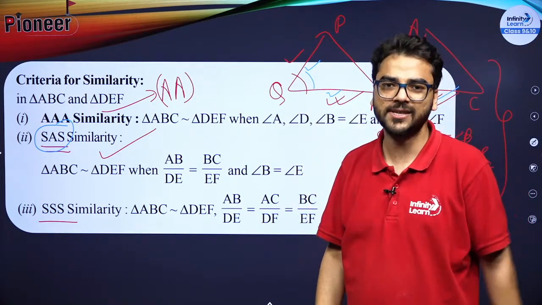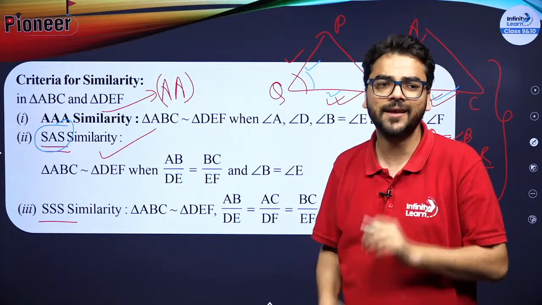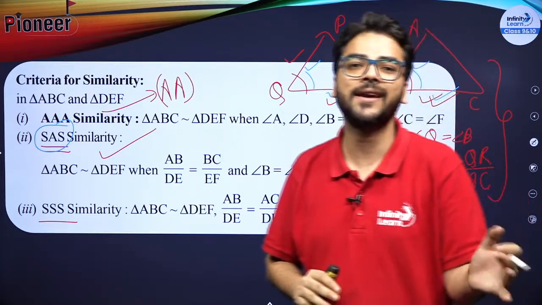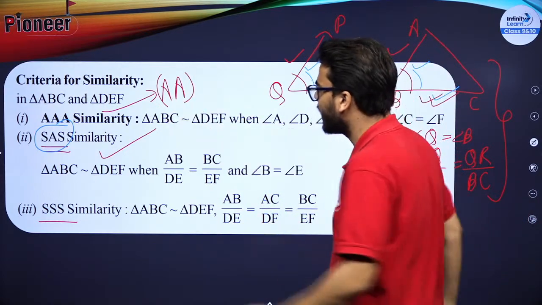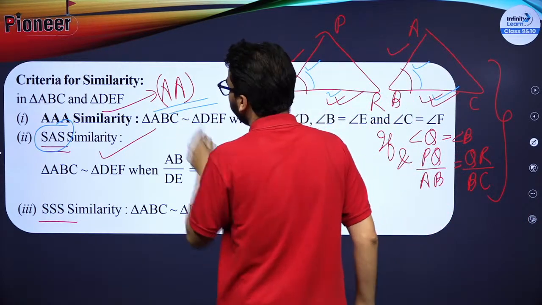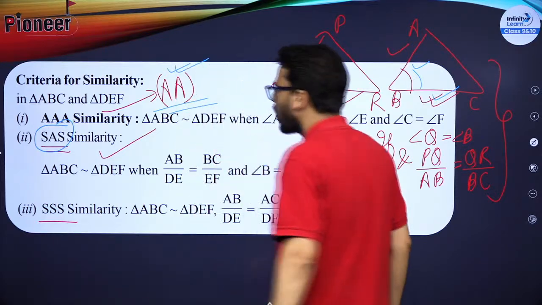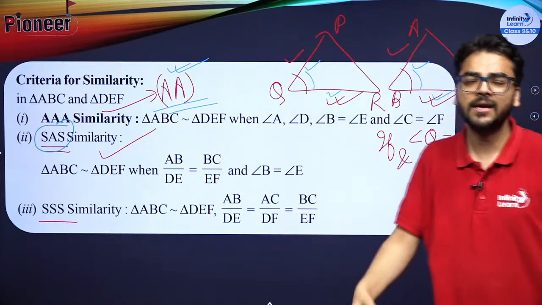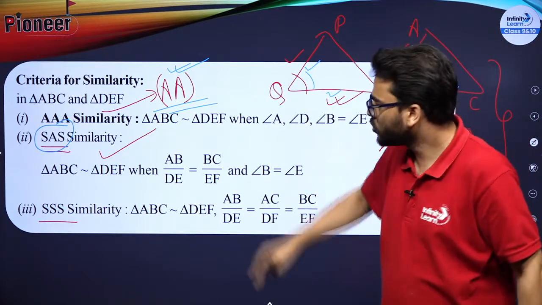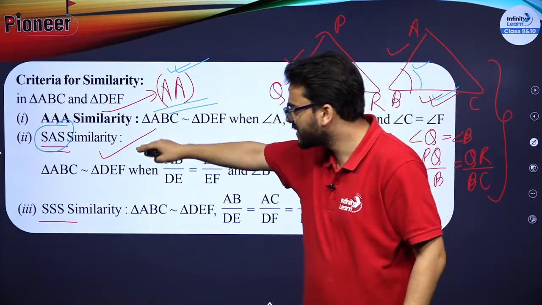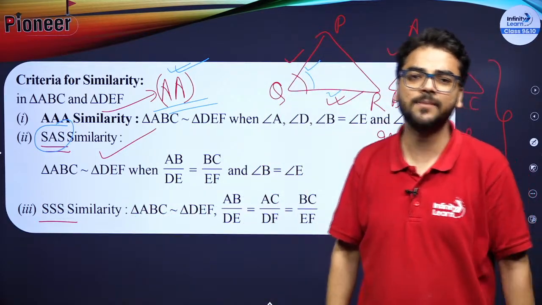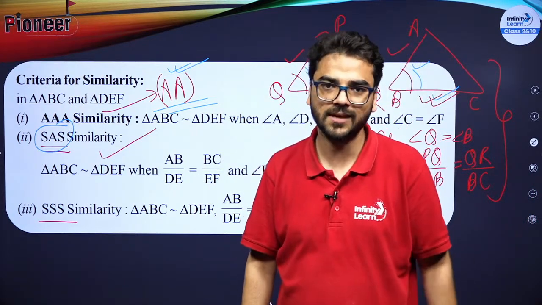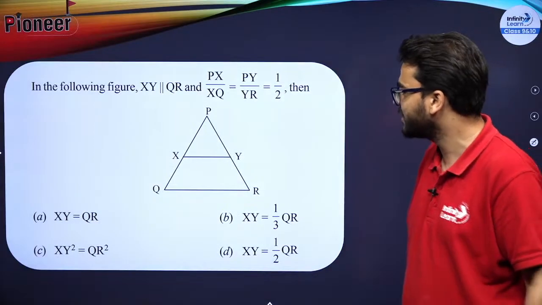Let's move on to questions, guys. So again, I'm repeating once again, there is no other similarity criterion apart from these. That is the AA similarity criterion. If in two triangles, two angles are equal, automatically the third angle will be equal using the angle sum property. So AA similarity criterion, SAS similarity criterion and SSS similarity criterion. There is no other similarity criterion apart from these. I hope this is clear. So let's move on, guys, and let's try doing questions on the basis of these properties.